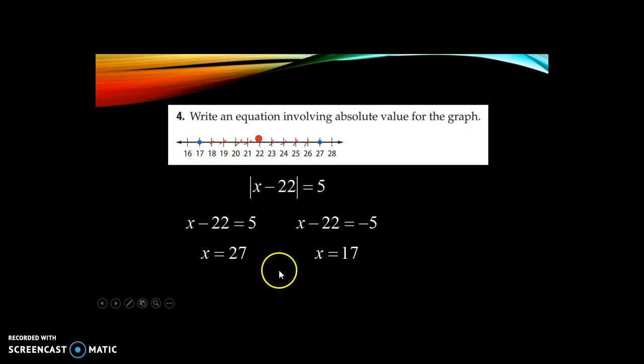So to kind of summarize this last one, find the midpoint. That was 22. That's what we're subtracting from x. And then your distance from your midpoint out to your blue dots here is what we set our absolute value equation to. These are the notes I'd be taking on this. Midpoint is what I'm subtracting from x. Distance to the blue dots is what I set my equation to, and then simply solve the equation.